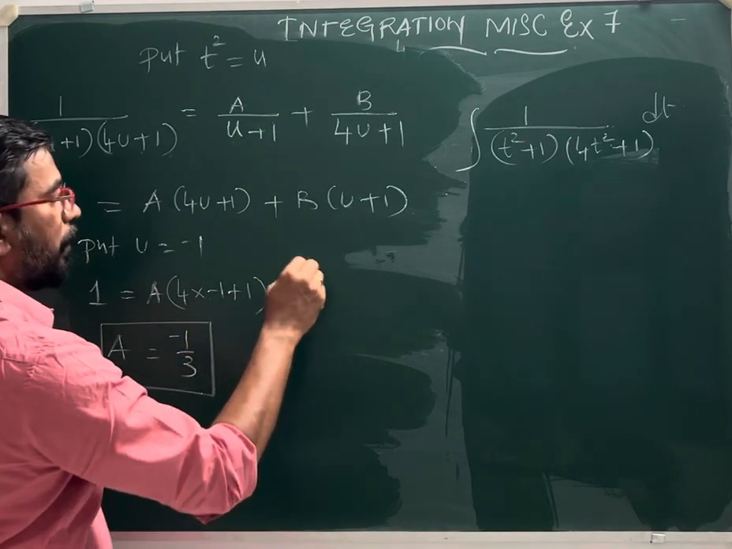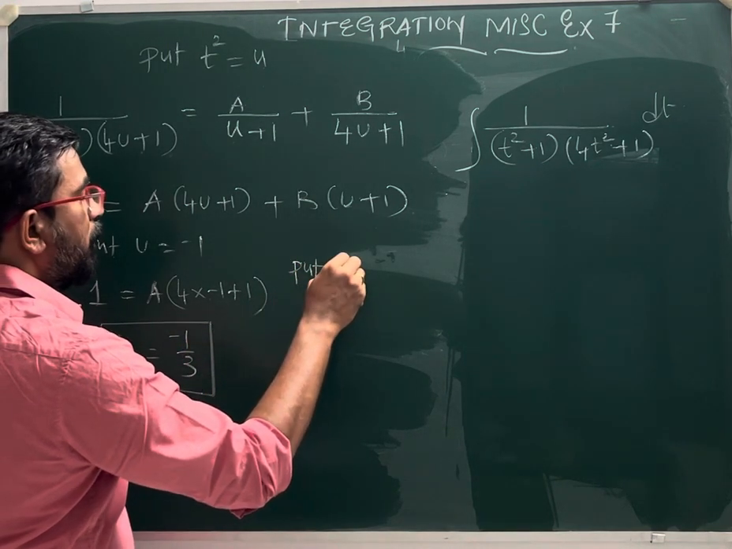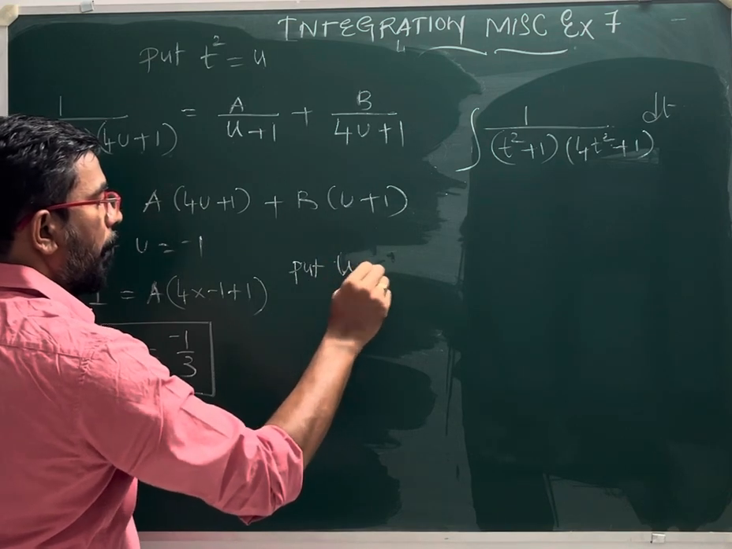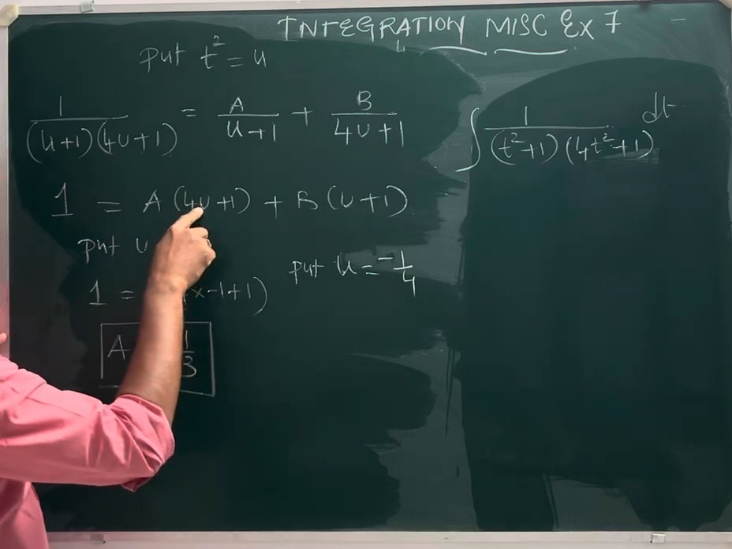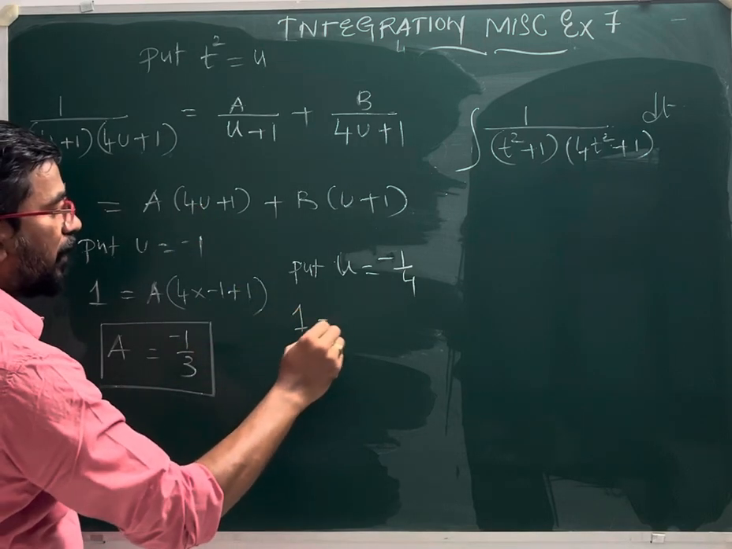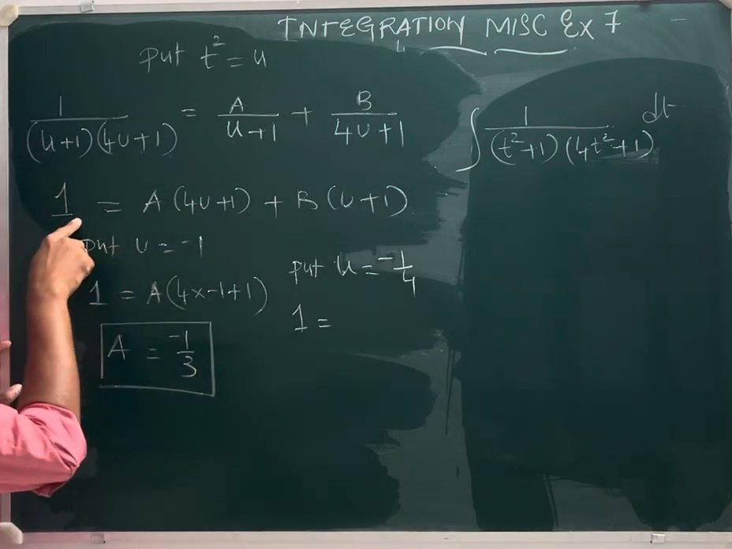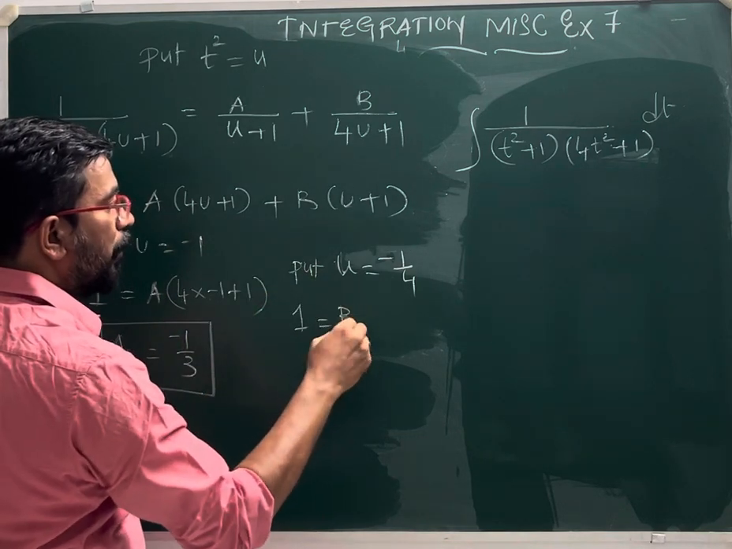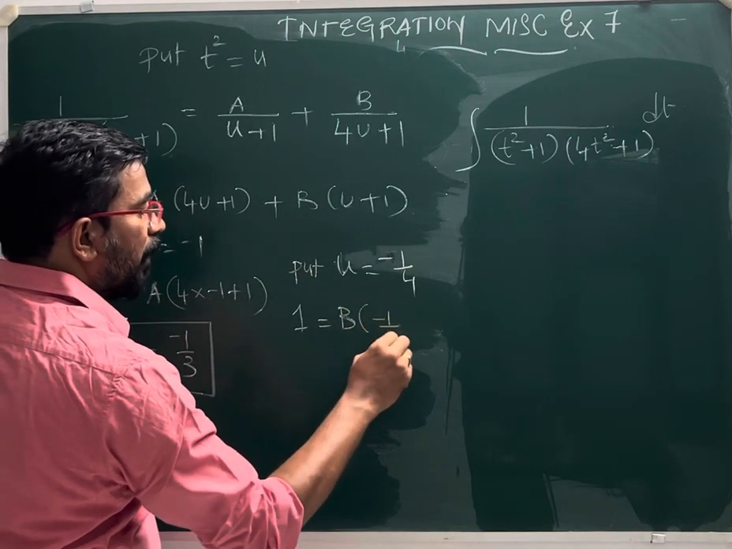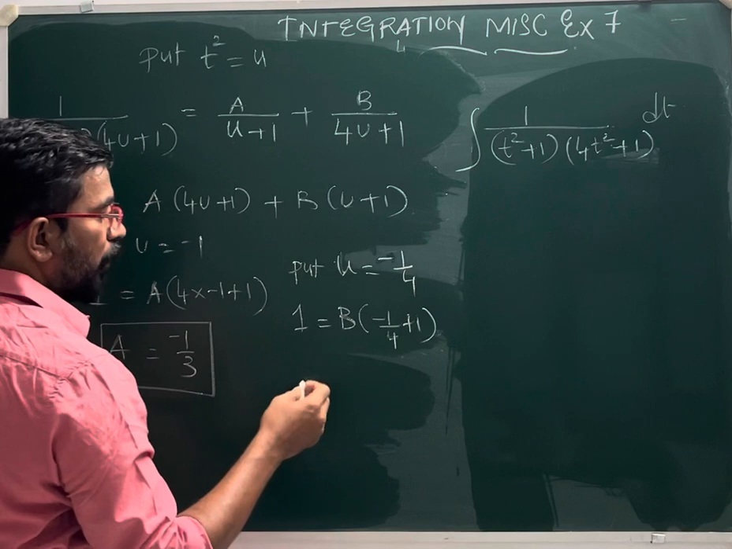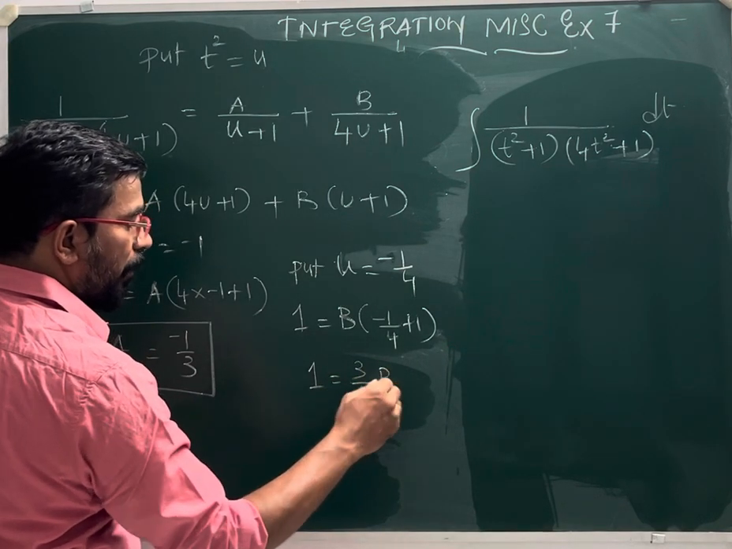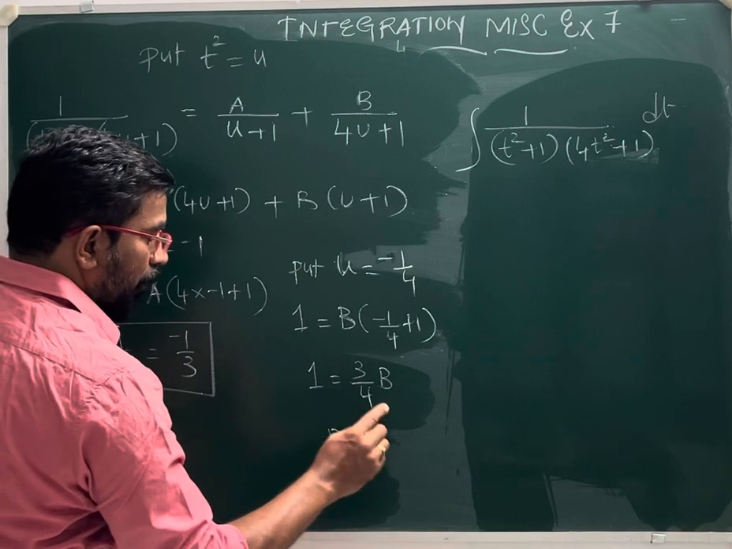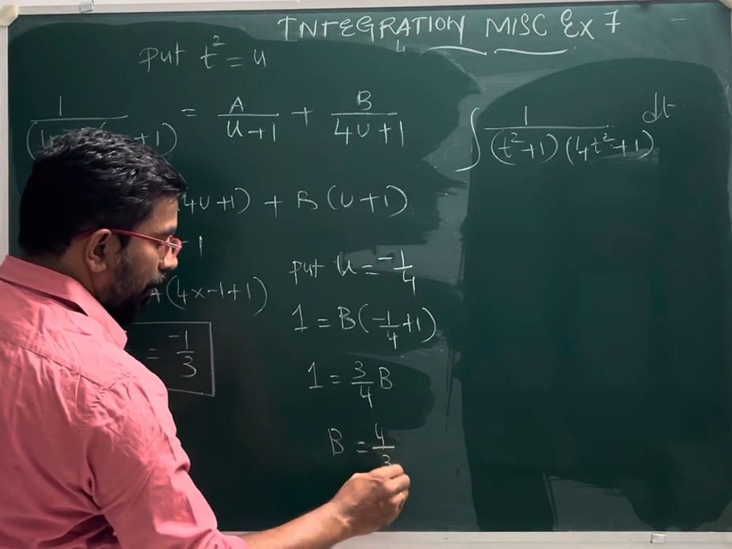Now I will put u is equal to minus 1 by 4 to make this one 0. So I will get 1 is equal, left side there is no u to substitute, which is equal to b into minus 1 by 4 plus 1. So that will become 1 is equal to 3 by 4 b. So b is equal to, cross multiply, you get 4 by 3.